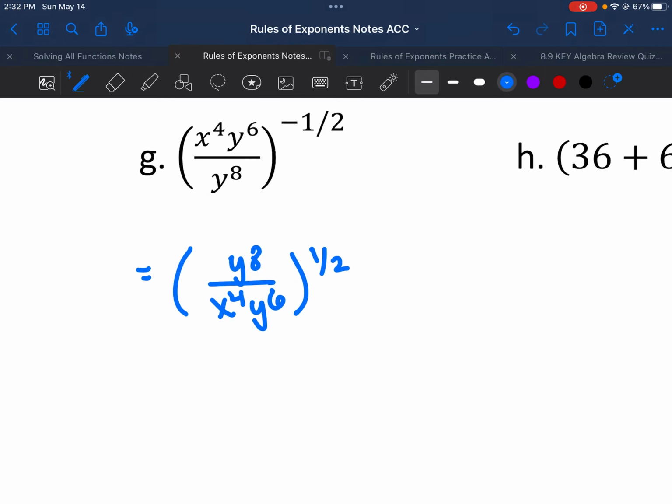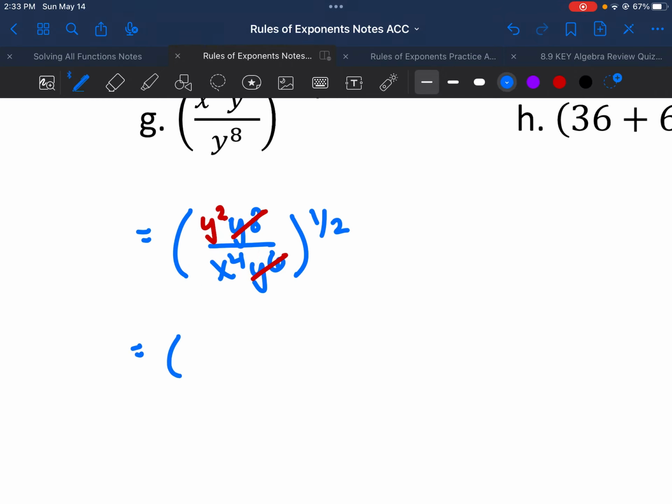We can go ahead and I'm going to rewrite this a little bit here. This y to the 8th and y to the 6th, it's just going to be y squared. And I'm going to take this x to the 4th and bring it up to the top as a negative exponent. So I'm now going to have x to the negative 4th, y squared, to the 1/2 power.